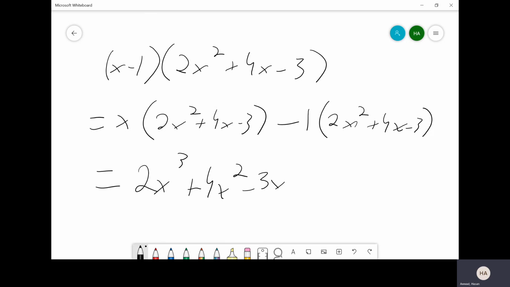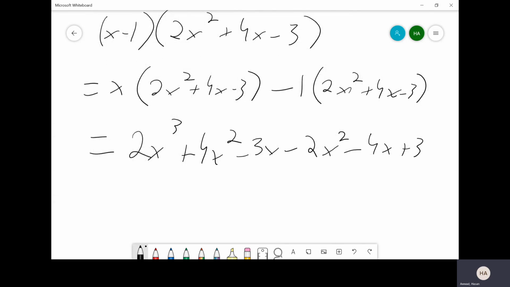Okay, so now we have -1 times 2x squared, and basically whenever we multiply the -1 throughout, we're just changing the signs of everything. We don't actually change any values, right? Because it's being multiplied by a -1. So we change the signs, and we get minus 2x squared minus 4x plus 3.